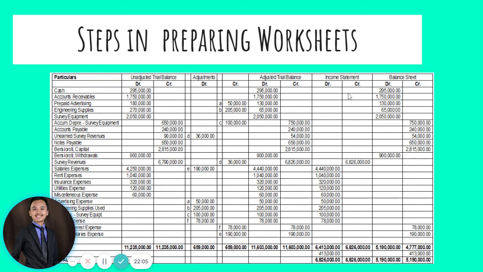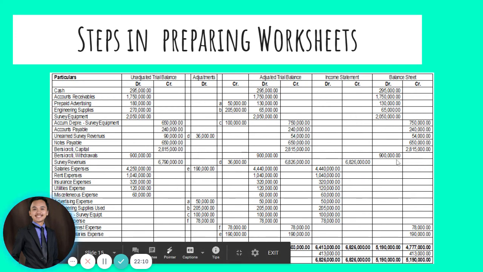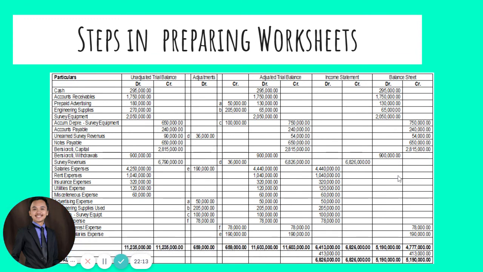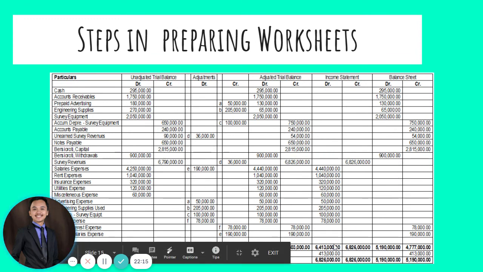Okay? So, income statement will include all your revenues and expenses, and at the same time, balance sheet includes all your assets, liabilities, and owner's equity. And don't forget, there should be higher credits over your debits in your income statement for you to have a net profit. Also, for you to have profit, there should be higher debits in the balance sheet over your credits. If it's the opposite, then therefore, there is a loss.